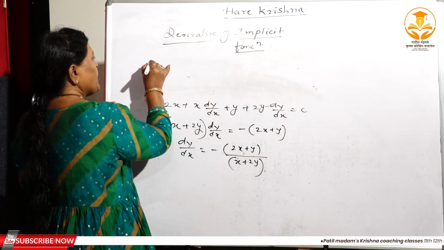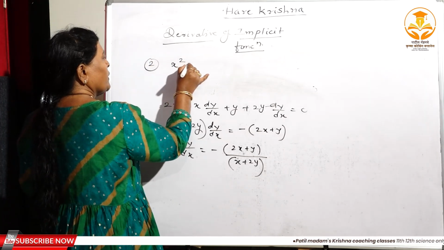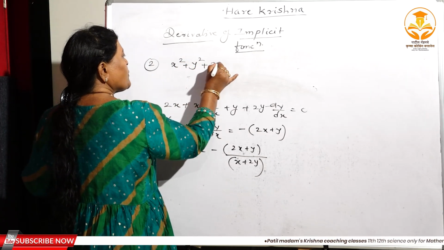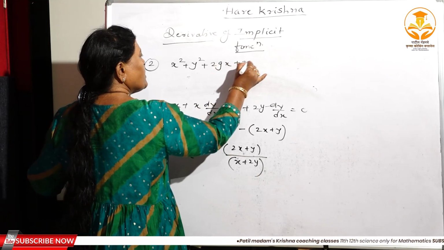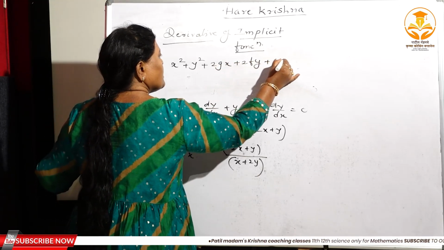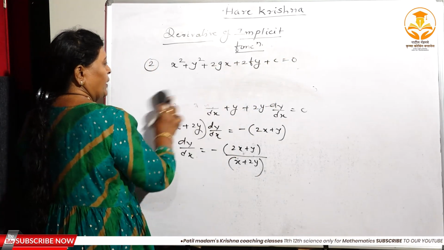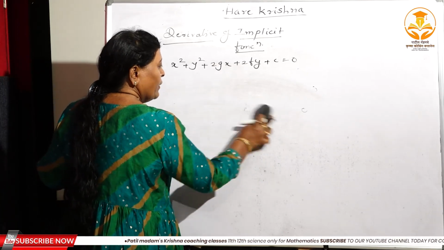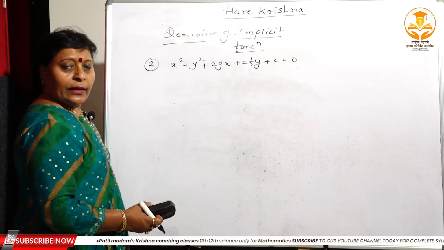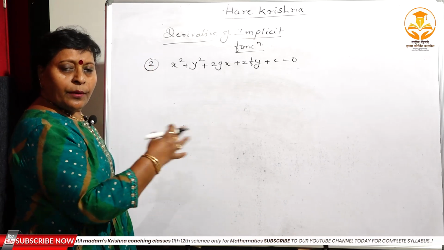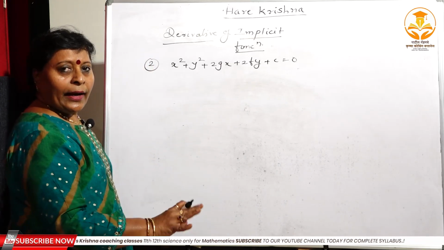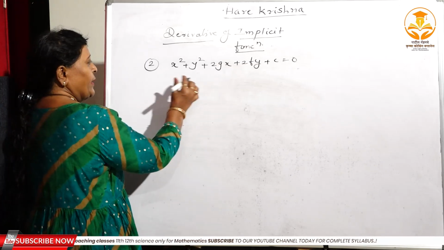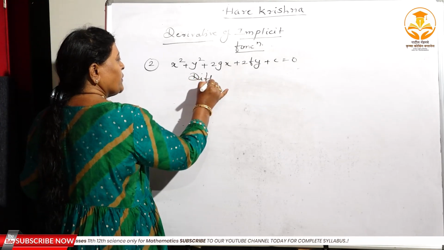That is the second one: x square plus y square plus twice gx plus twice fy plus c is equal to 0. Isn't it? Very simple again. Differentiate with respect to x and collect the terms of dy by dx at one side. The remaining terms you have to transfer to the other side and find out the derivative. Again, differentiate with respect to x.